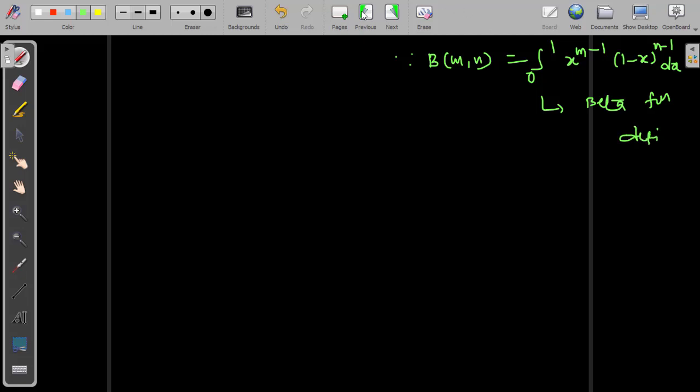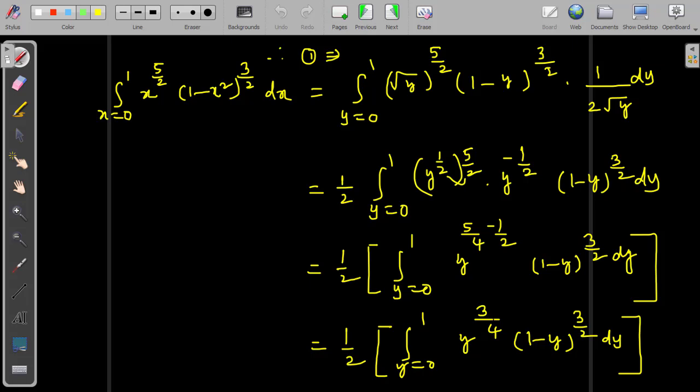Now, if you compare this integral, here we have only a positive fraction, and here also a positive fraction. There is no m minus 1 format. So we need to write this 3 by 4 like m minus 1, and this 3 by 2 like n minus 1. Then only will I be able to write this definite integral like beta of m comma n. So how to write 3 by 4 like m minus 1? How to write 3 by 2 like n minus 1? That is the question now. It's a very simple idea. We can write this definite integral.